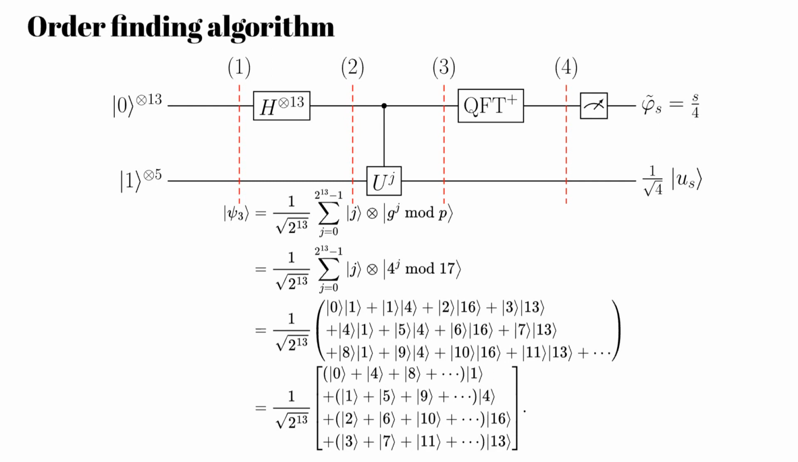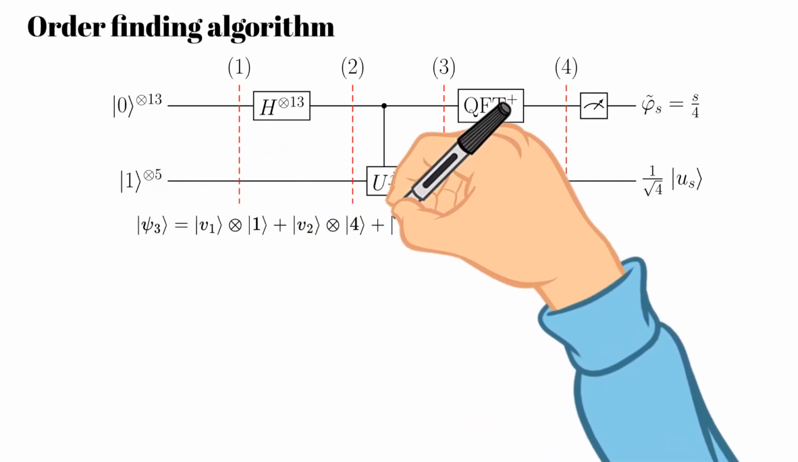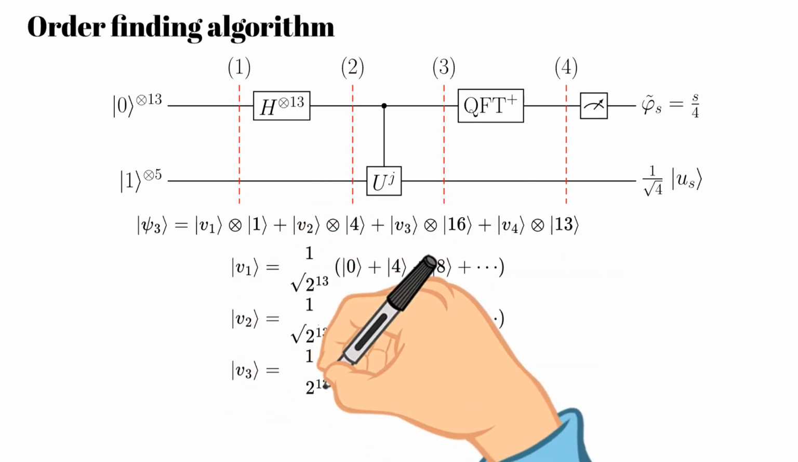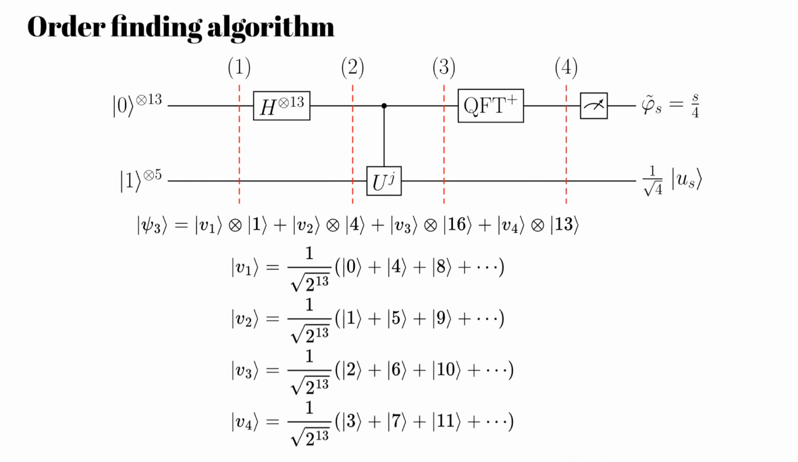Anyway, let's continue. We can rewrite the state psi3 in a slightly different form, grouping terms in a way that highlights the repeating patterns. This new expression shows each second register value, like 1, 4, 16, and 13, paired with all the j values that produce it. By organizing the superposition in this manner, we reveal a structure that will become crucial later when we apply further quantum operations. In other words, even though psi3 is still a sum over many j values, collecting terms by their second register outcomes lets us see the hidden periodicities more clearly. We will use this regrouped form in the upcoming steps to help extract the order and solve the discrete logarithm problem efficiently.